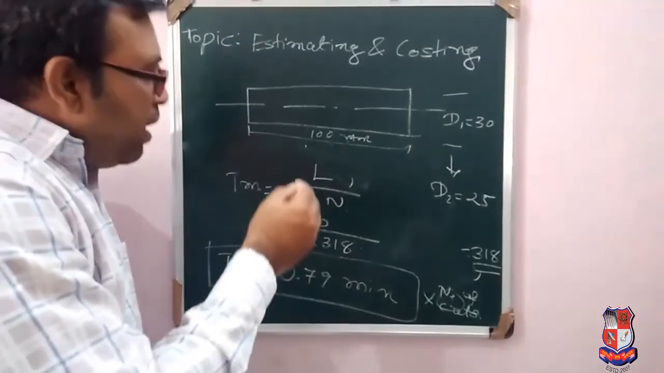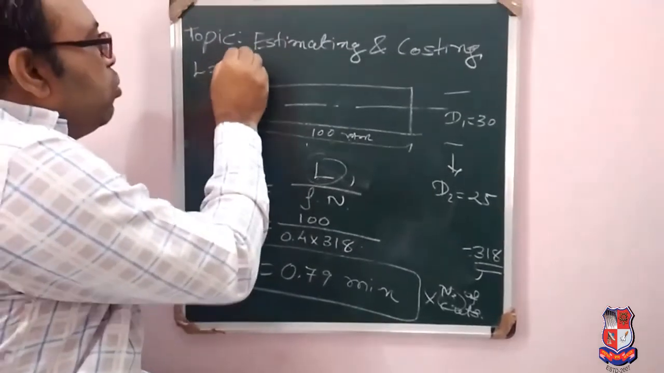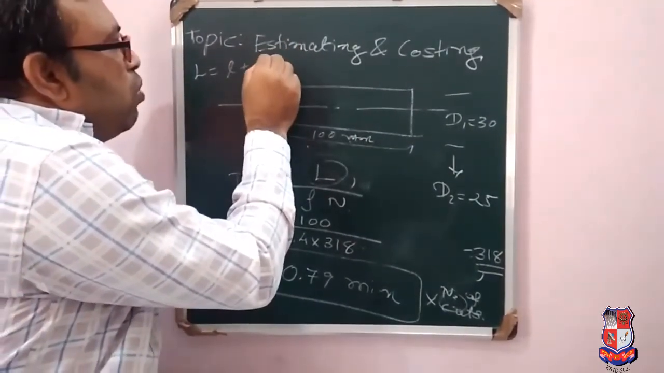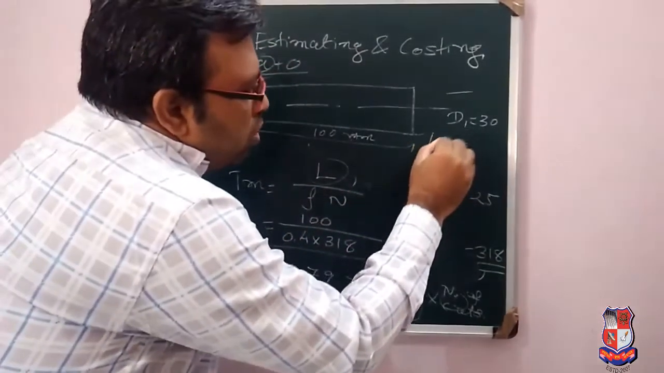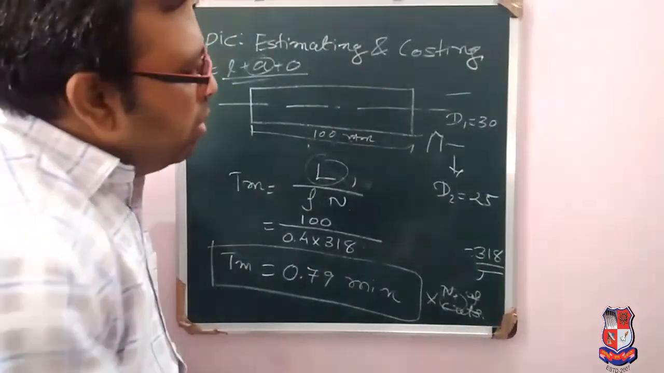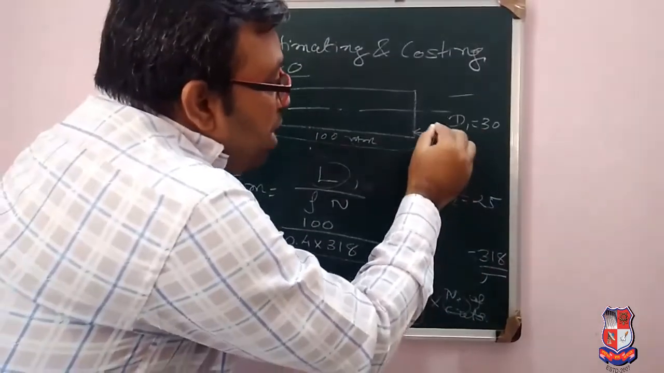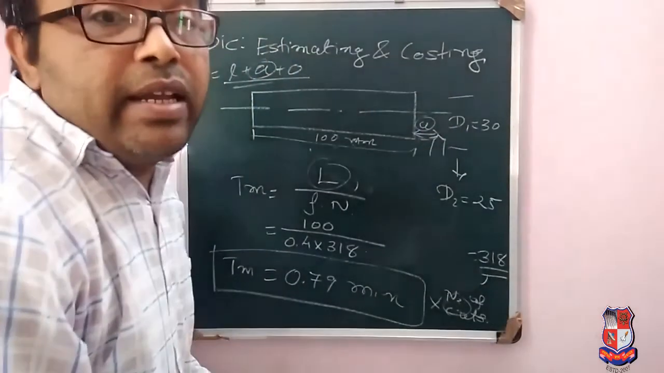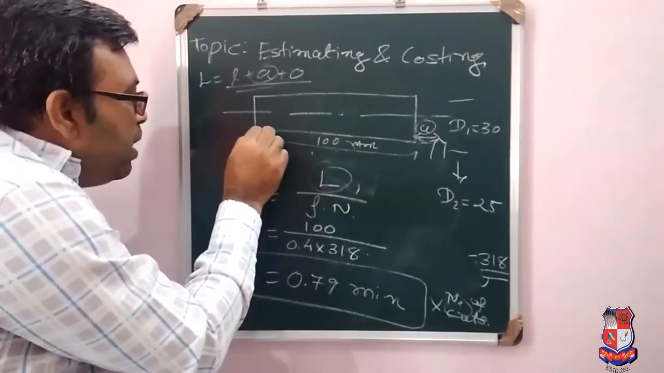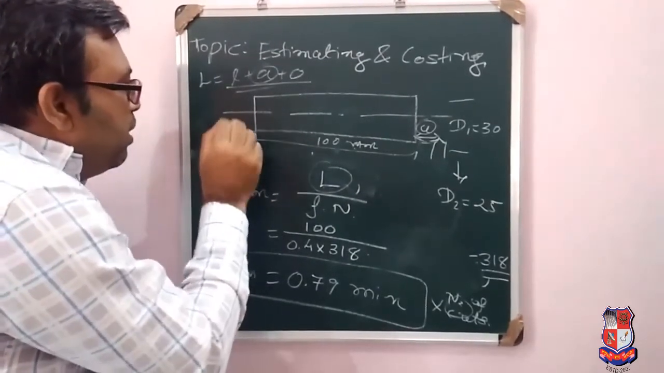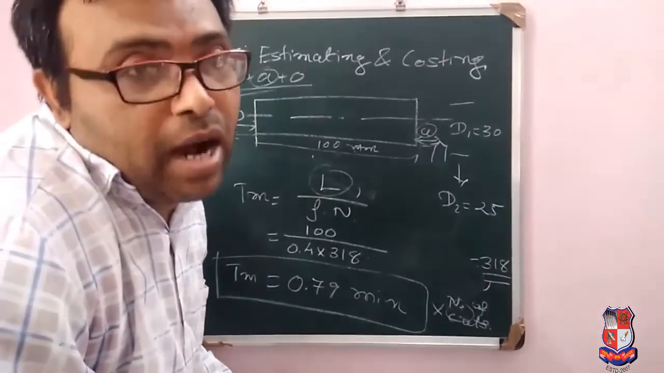So here we can also add into this L, that is here L equal to small l plus A plus O. Now what is A? Suppose the tool will be here at initial position. So to engage the tool to material, it has to travel some distance, and that is known as A, that is approach length. And after finishing the cut, tool will move up to here. So this distance is known as O, means over travel.